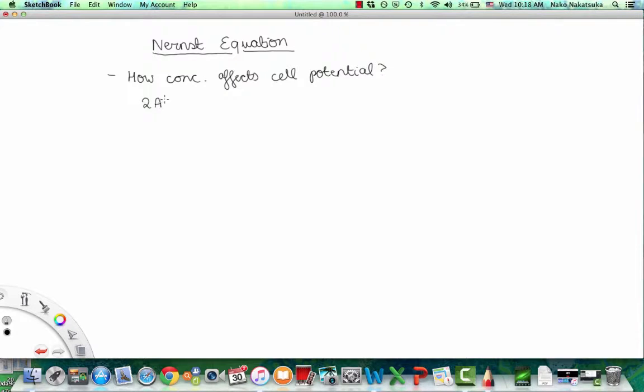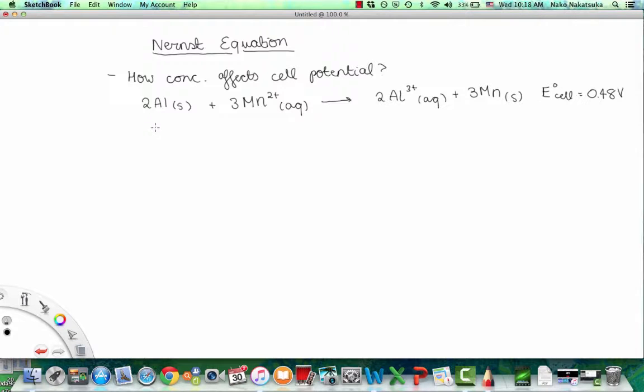We have 2 aluminum, which is a solid, plus 3 Mn2+, which is aqueous, going to 2 aluminum 3+ plus 3 Mn. And for this reaction, the cell potential, and since there's a 0 here, it means that it's at standard conditions, is 0.48 volts. So now, let's use Le Chatelier's principle, which we learned before, right?